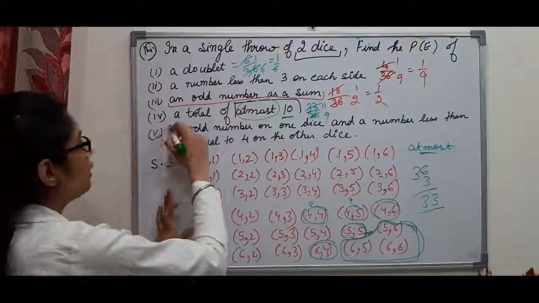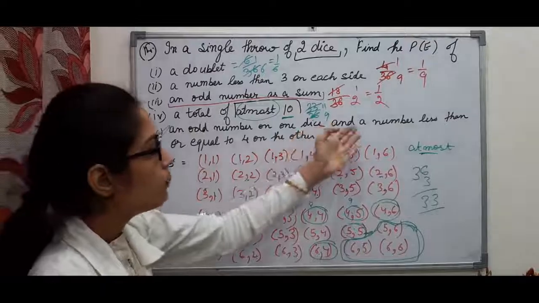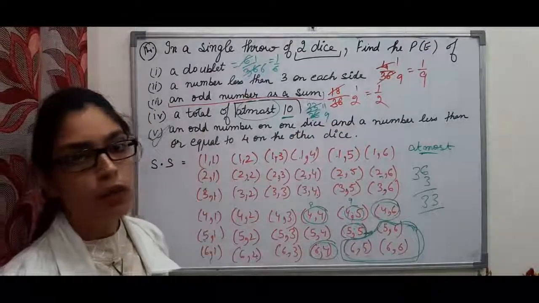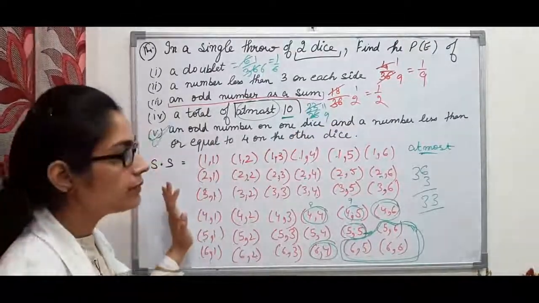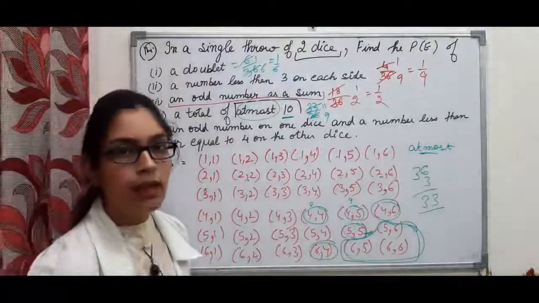So with this last part, again the concept of and, or, both are there. I want you guys to try it yourself, and with this our chapter probability has been finished.